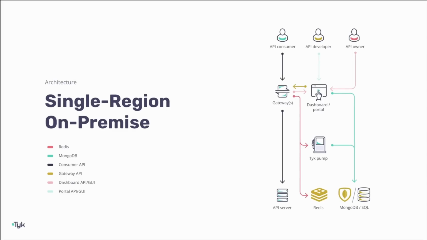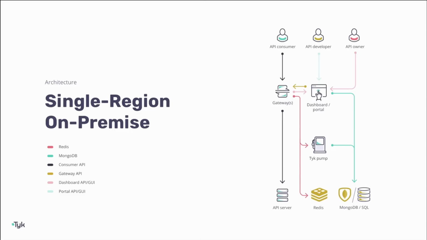Here is our architecture for a single region on-premise installation. At the top, you'll notice that the API developers and API owners interact with the dashboard and portal to configure the gateway. The gateway itself has only one dependency, which is Redis. We use Redis to store things such as tokens, OAuth clients, as well as leverage it to perform things such as caching, rate limiting, and temporary analytics storage.